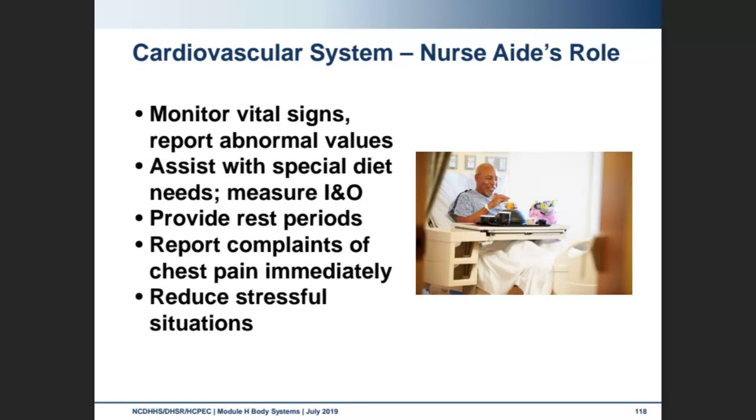If they are complaining of chest pain, we also don't want to leave our resident, right? Use the call bell in the room, call for help, and stay with the resident. Avoiding extremes in temperature, especially cold, can be helpful in reducing these stressful situations.